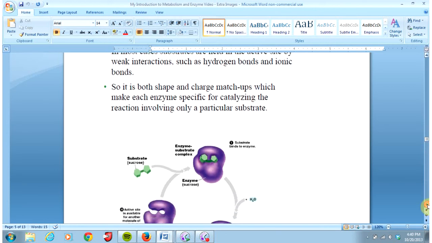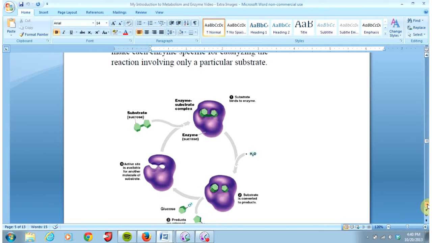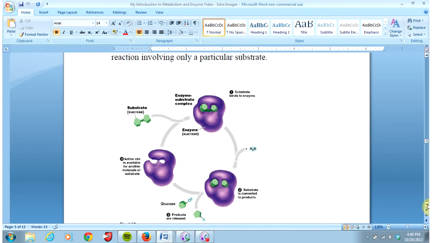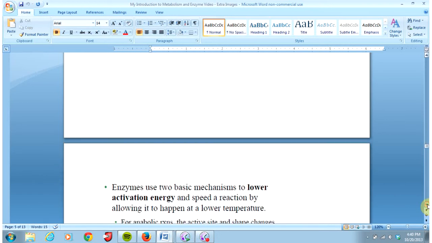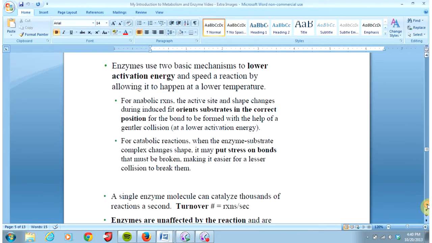Each enzyme has a specific shape and chemical nature of its active site so that it can only bind one particular substrate. We can have enzymes that are used to break apart one substrate into several products. We also have enzymes that assist with anabolic reactions, taking in two or more substrates and joining them together to make larger product molecules.